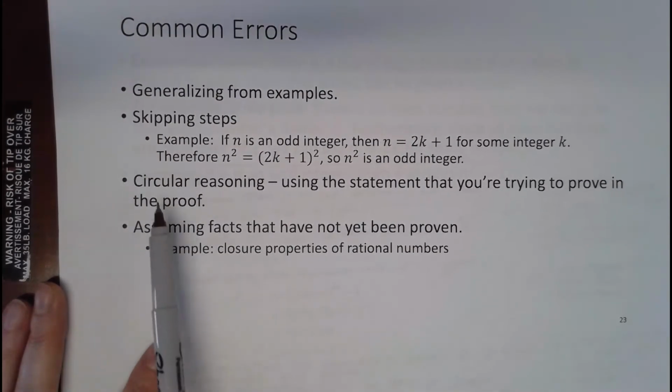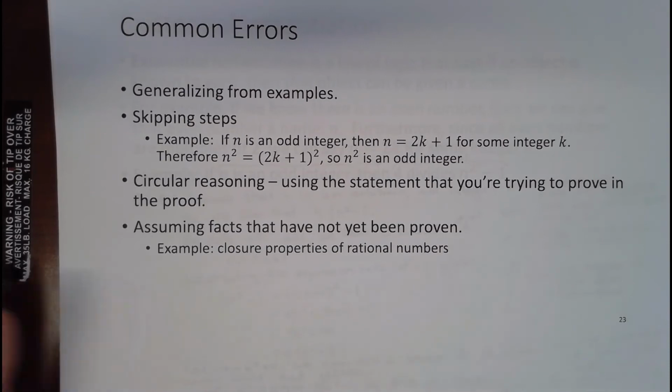Okay. Circular reasoning is when you're using the statement that you're trying to prove in the proof itself. So, for example, if you were trying to prove that the sum of 2 even integers is always even, and then at some point in your proof, you're like, well, this is even and this is even, and so the sum must be even because whenever you add 2 even numbers, you get an even number. That's what you're trying to prove. You can't use that in the proof. That's circular reasoning. So you cannot use the statement you're trying to prove in your proof.